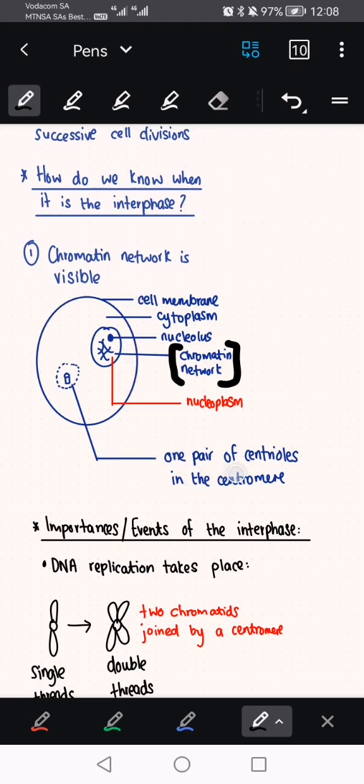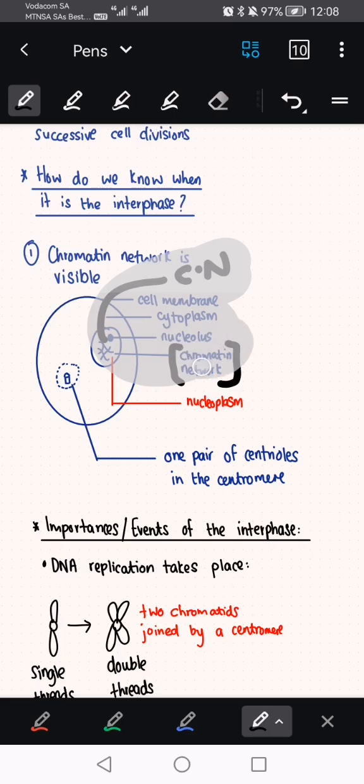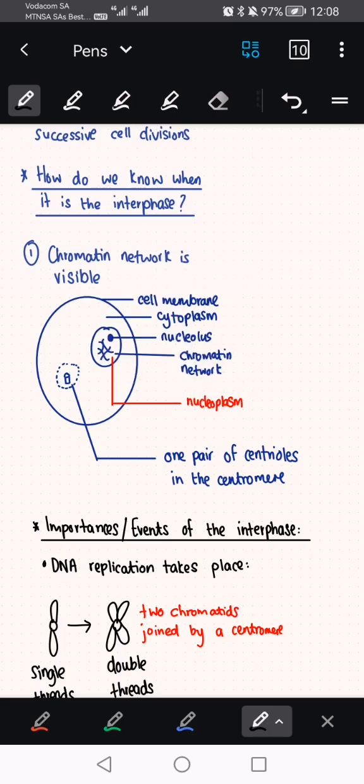And also we will see that there will be one pair of centrioles in the centrosome here. So it will look like a normal cell, but what gives away the interphase is always the chromatin network. Always keep in mind that it is the chromatin network.